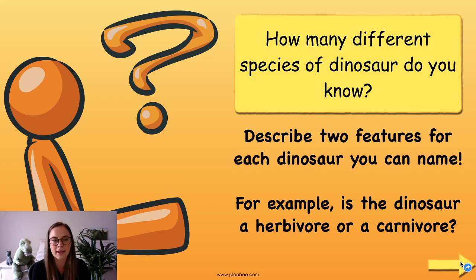Here is a little task for you to get on with while people are still arriving. I wonder how many different species you can think of or that you know. Can you think of what their features are? Do they have spikes on their backs? Do they walk on 2 legs or 4 legs? Are they a herbivore or a carnivore? Now I wonder whether you know what a herbivore or a carnivore is. Make sure to tell the person next to you, maybe someone in the room with you, or tell me in the chat as well. How many dinosaur species can you think of?